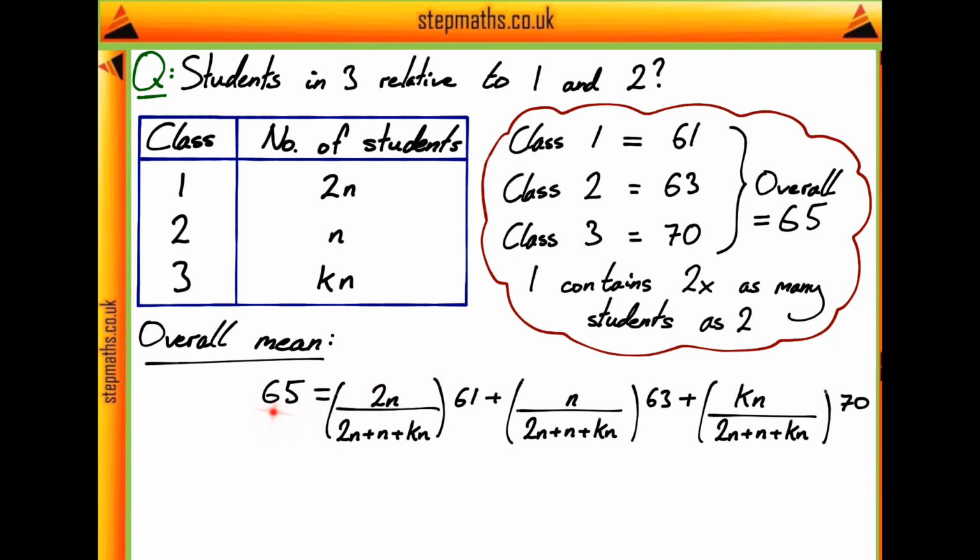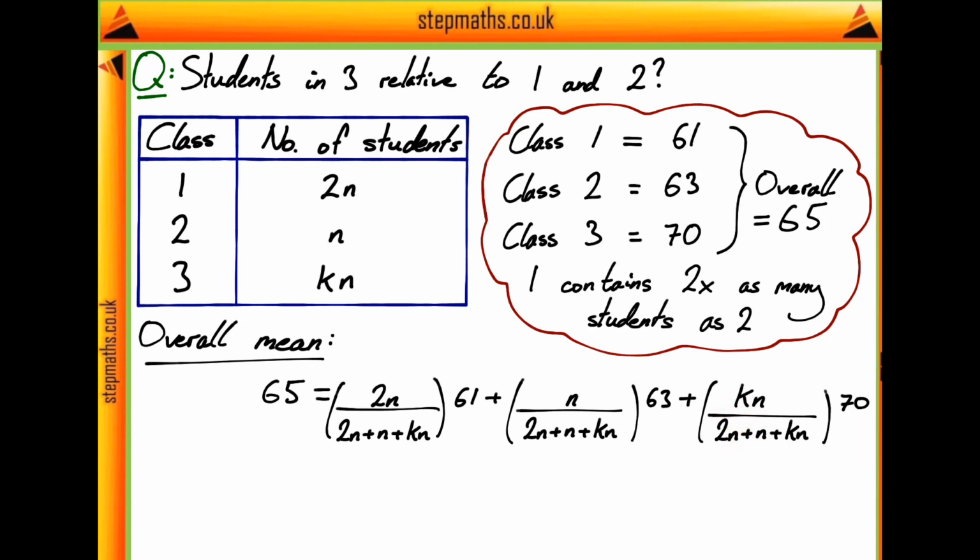We could say that our overall mean 65 is going to be equal to the number of students in class 1 as a fraction of the total number of students multiplied by 61, the number of students in class 2 as a fraction of the total number of students multiplied by 63, and the number of students in class 3 as a fraction of the total number of students multiplied by 70. So this is going to be useful because in this case, while we don't know what n is, we could try and find out what k is in terms of n. So let's see if we can simplify this expression and rearrange it for this value k.